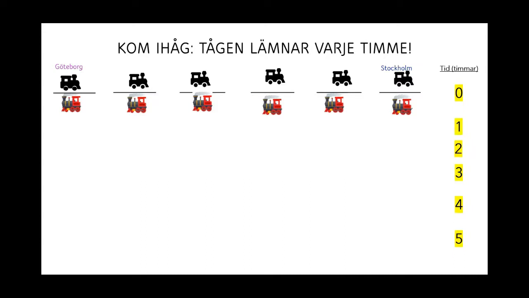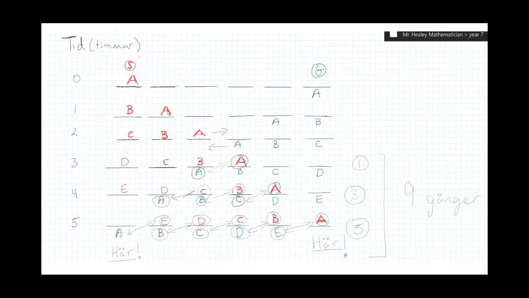So, did you count how many times the trains from Stockholm met a train from Gothenburg? Well, if you want, you can try to work this out in your book, pause the video. But if you've tried your best, maybe you pulled a few hairs out of your head, well, let's go through the answer. So, let's take a look here.